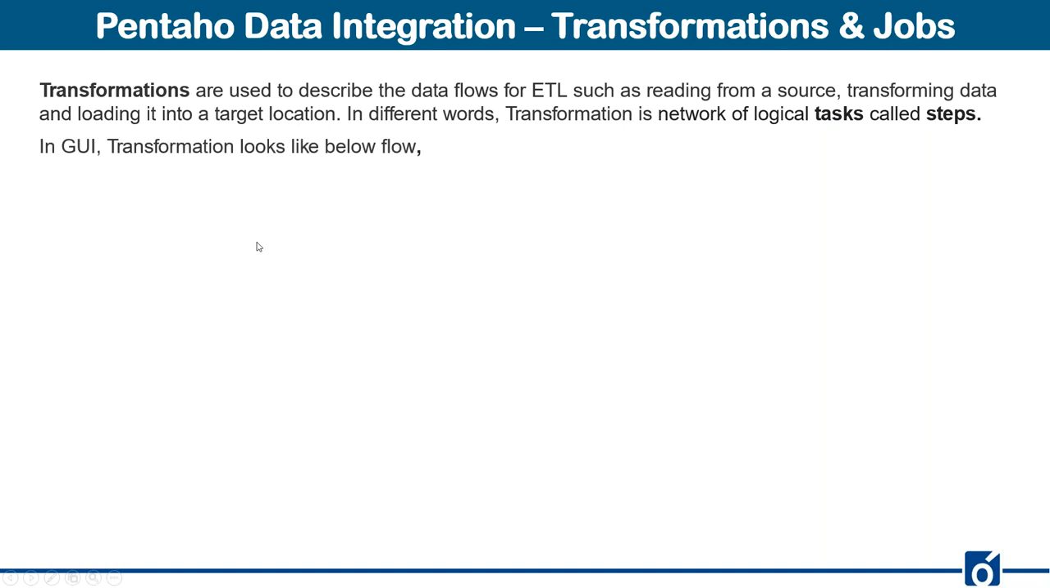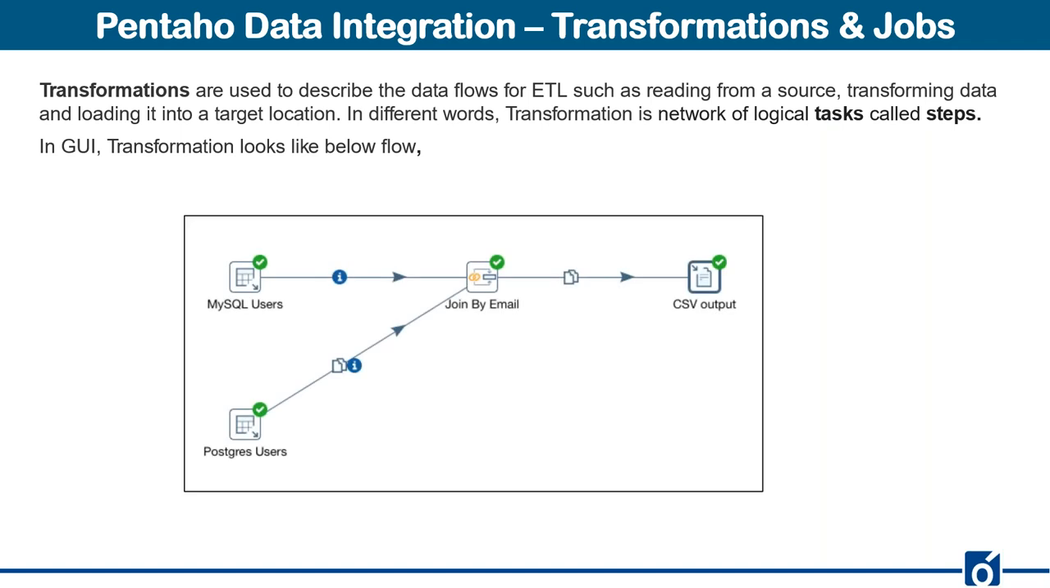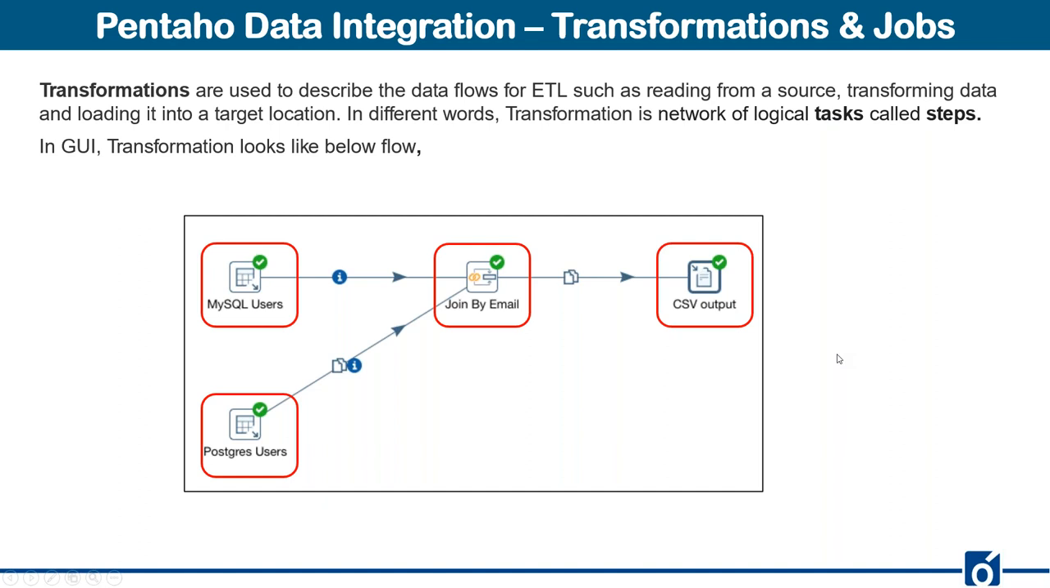In the UI, you must be eager to see how it looks, since I'm mentioning it verbally. So it should look like this. You can see from the left side there is one step, MySQL user, another is Postgres user, the second step is join by email, the third one is CSV output, right? From the extreme left they are the input, and the data is getting fetched from the database. In between there is one step which joins on the email, and eventually it generates the CSV file as an output. As I mentioned, these highlighted boxes are the steps or tasks, and they can be created just by a drag and drop activity. I will explain in coming slides.